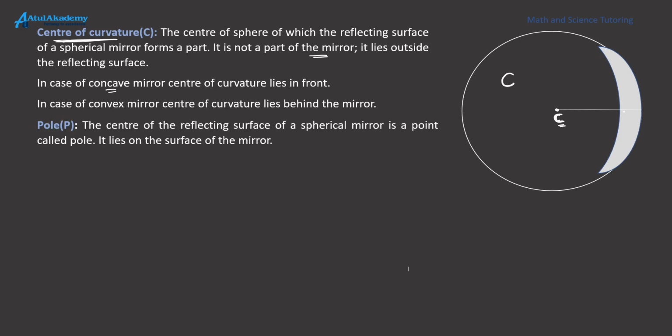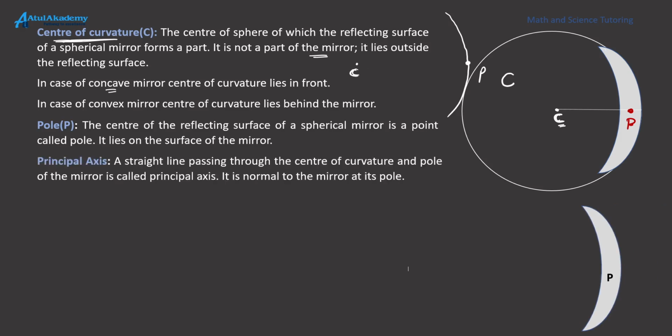Now this reflecting surface has a point at its center. That point is called the pole. The center of the reflecting surface is a point called the pole. So if we represent the mirror with a single line like this, this becomes the pole, and the center of curvature will come somewhere here.